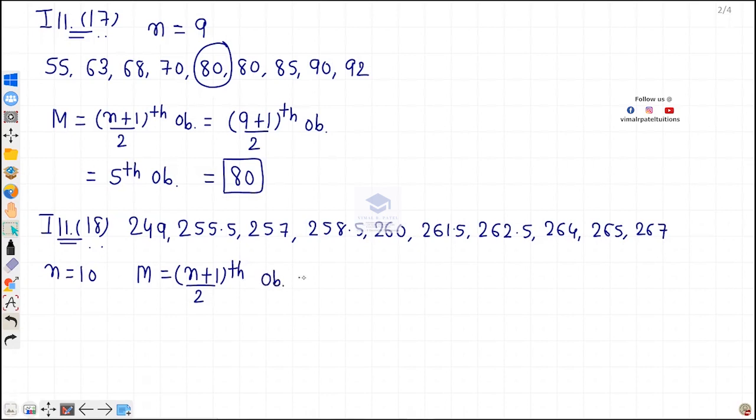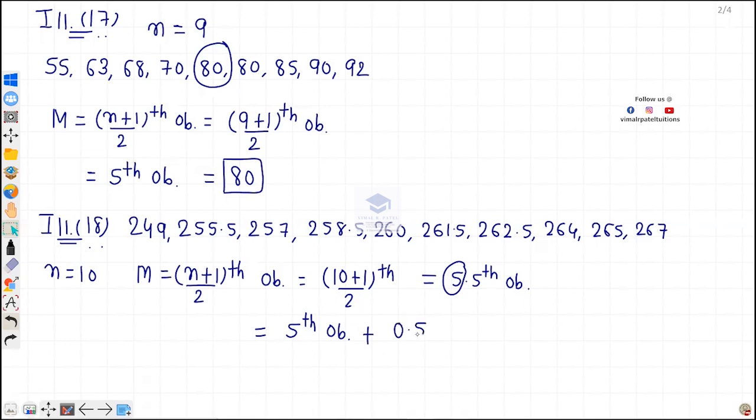(n plus 1) divided by 2, that is 11 divided by 2, the 5.5th observation. Okay? Actually, there would be the 5th observation plus the 6th observation divided by 2. For median that is right, but where you have to find quartile or percentile, that formula will not work. I am showing you a proper method. If it is 5.5, take the 5th; suppose 6.5, the 6th observation; 7.5, the 7th observation. After the decimal, it is 0.5.